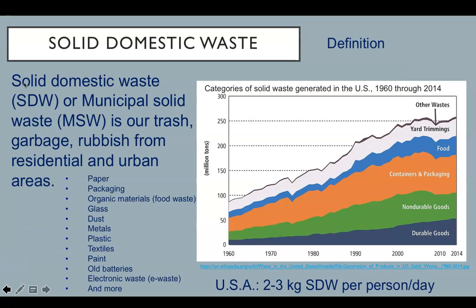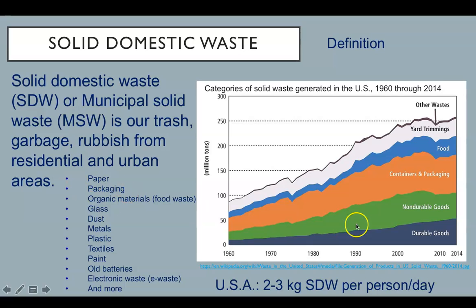Solid domestic waste, or municipal solid waste, is our trash, garbage, rubbish from residential and urban areas. It is a mixture of paper, packaging, organic materials such as food waste, glass, dust, metals, plastics, textiles, paint, old batteries, electronic waste or e-waste, and more.